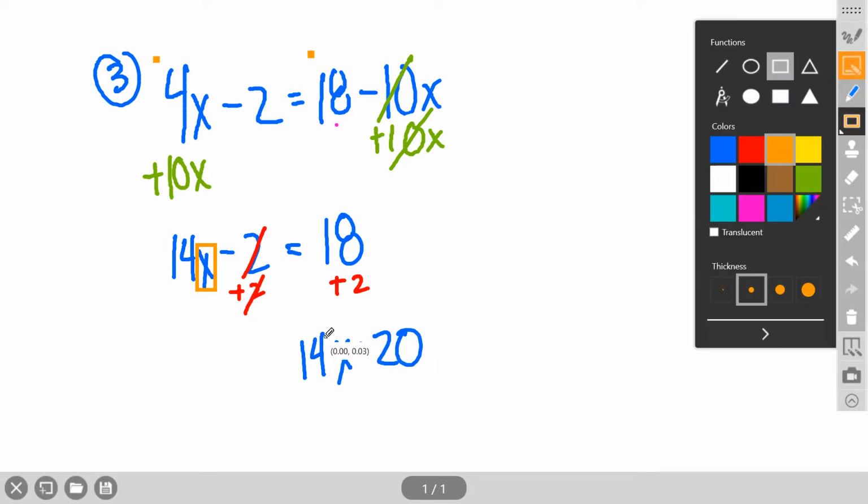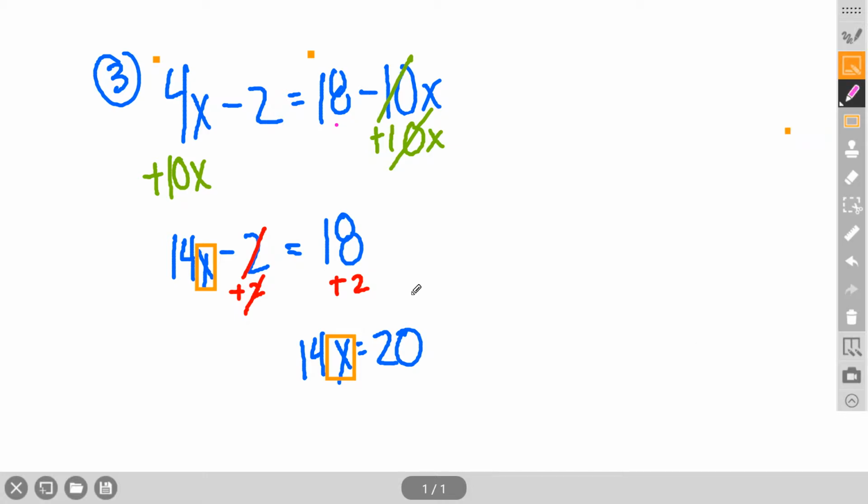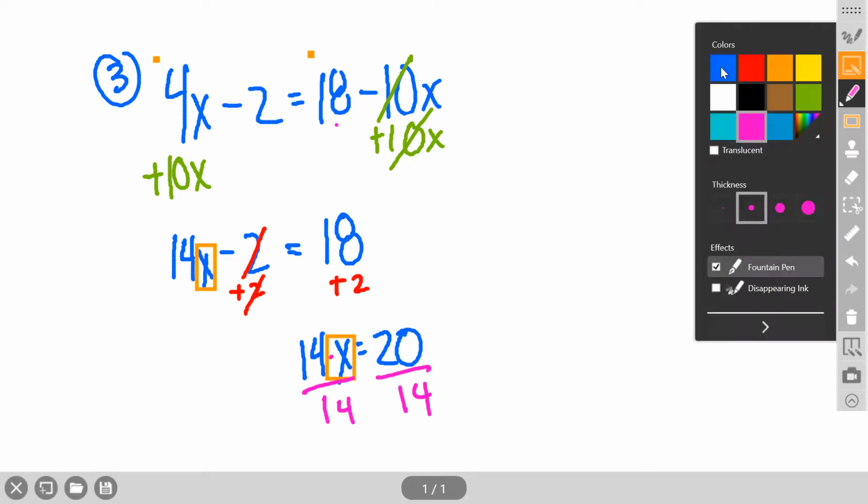Now I'm getting closer to having this x by itself. The only thing that's left is to get rid of the 14. And since it's the only term, now I am allowed to touch it, and I can get rid of the 14. It's being multiplied, so I can divide.